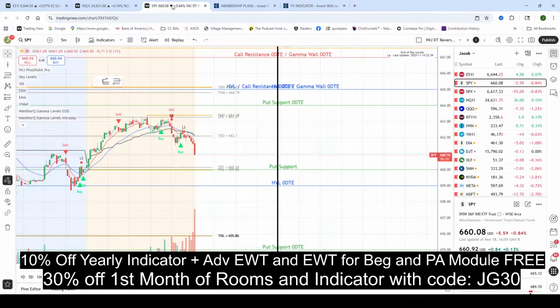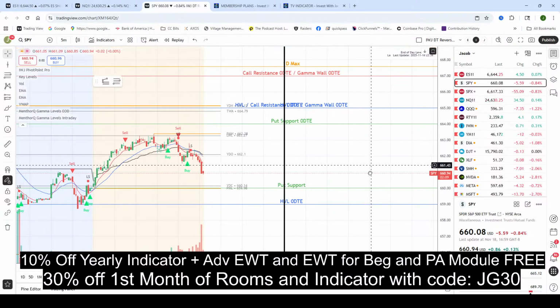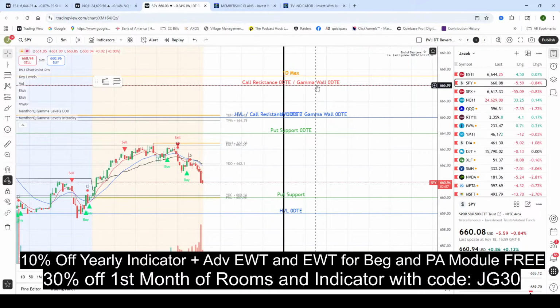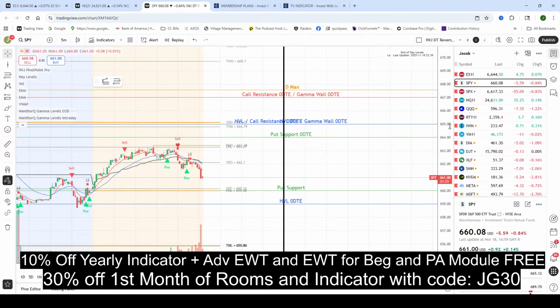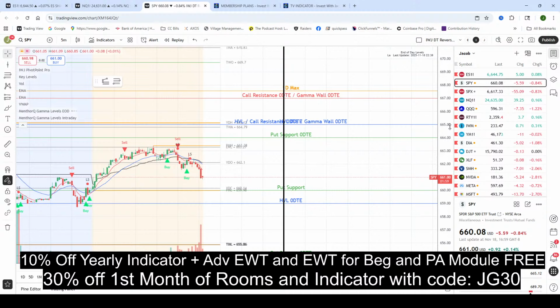Now that we've gone over all that, let me jump into our levels real quick. Mentor Q is a third-party product that you have to pay for. I pay for it. It is an incredible product. They give you the best levels in the business, and it's not close.